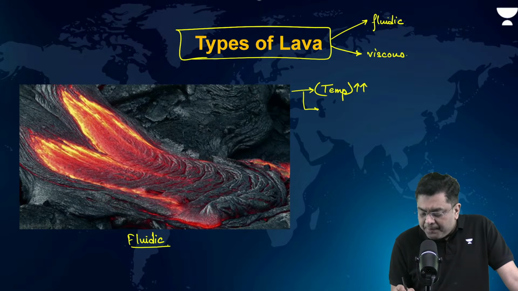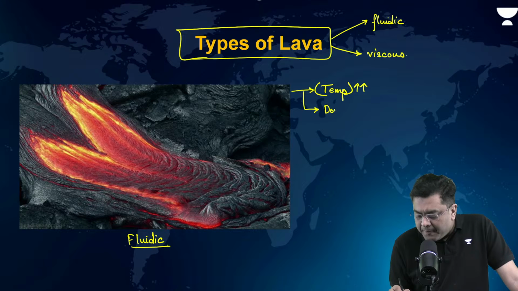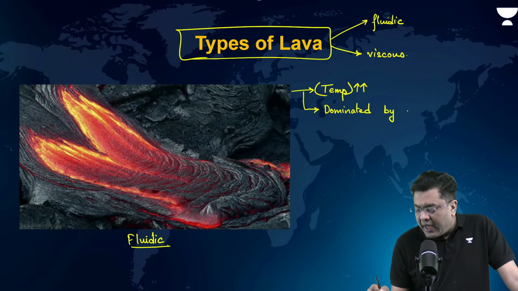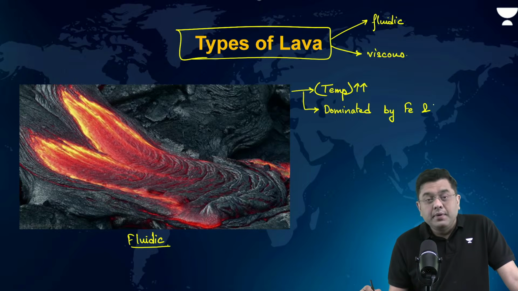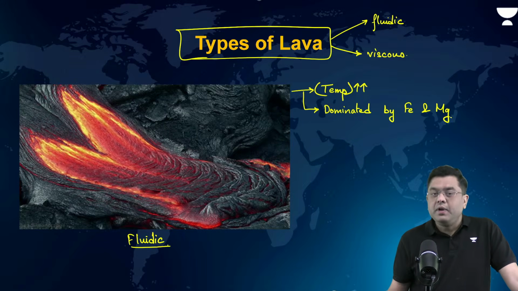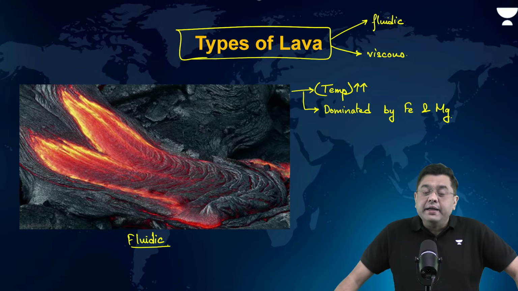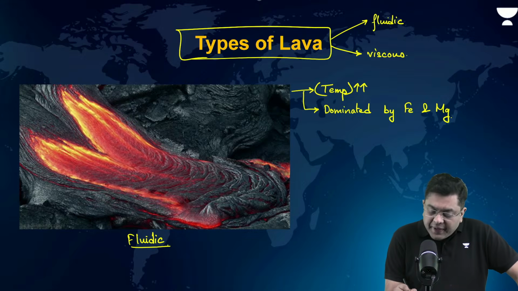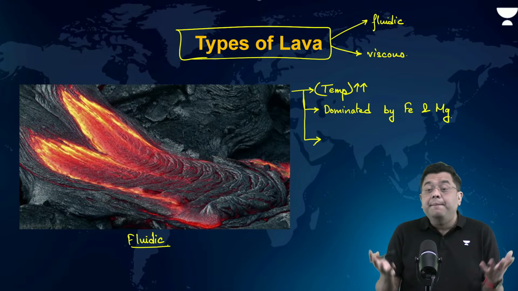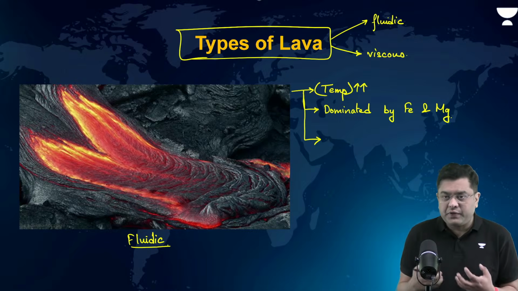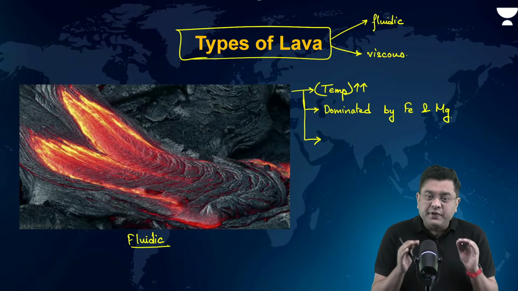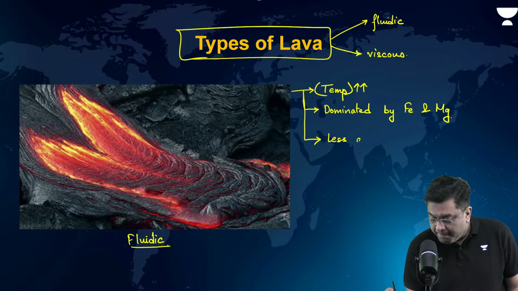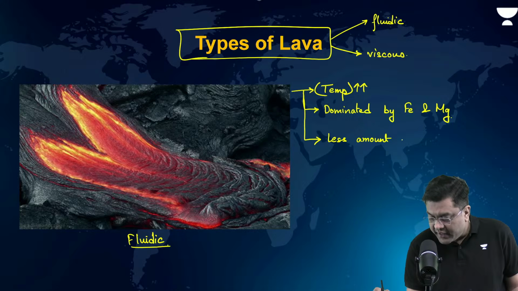Now, in this lava, you will find it dominated by certain minerals, that is iron and magnesium. Okay, dominated by iron and magnesium, right? Now, here, the presence of the lighter materials which have composed the crust of planet Earth, that is silicates, the presence is less. Okay, less amount of silicates.